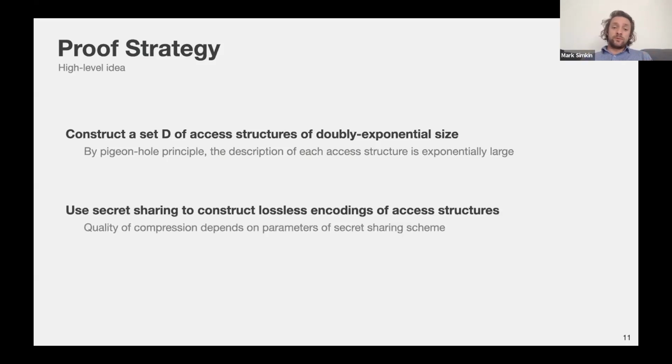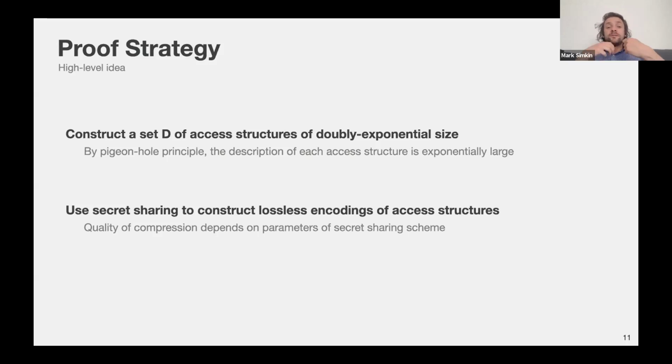In the second step, we want to construct some form of a lossless encoding. This encoding takes some access structure as input, so an element from D, and it outputs an encoded string. We will construct this encoding based on a hypothetical secret sharing scheme that we have. And the idea will be that the quality of the encoding, in terms of how big the output encoding string is, will depend on the parameters of the secret sharing scheme.